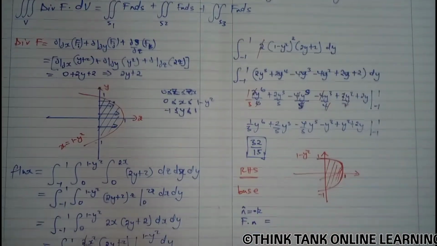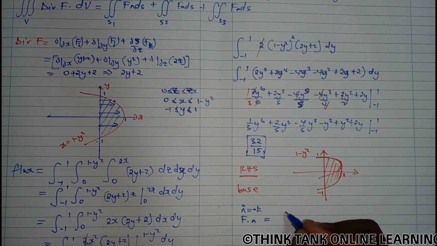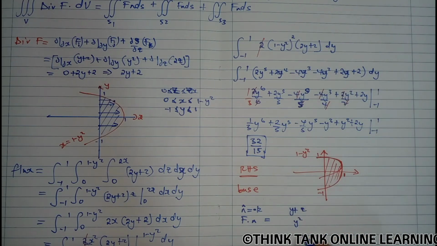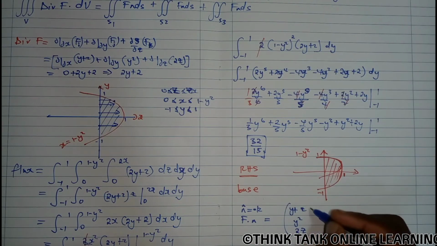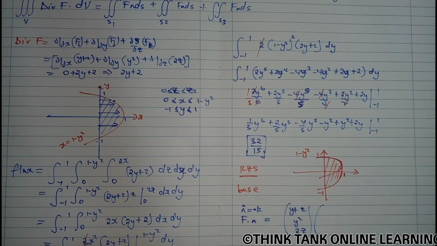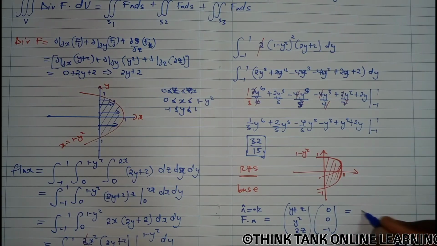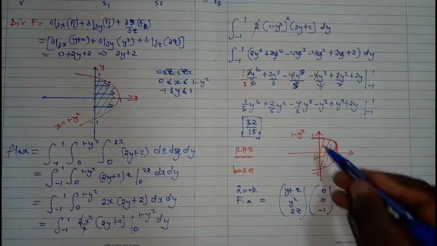And I'm going to write for the i component, we have y plus z. Let me just write it here. And for the j component, we have y squared, and for the z component, we have 2z, times the normal. And what is -k? So -k is 0, 0, -1, like this one. And if we do that, what we're going to get is 0, 0, and -2z right here.